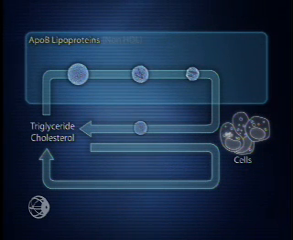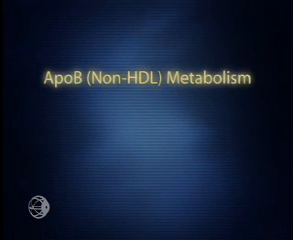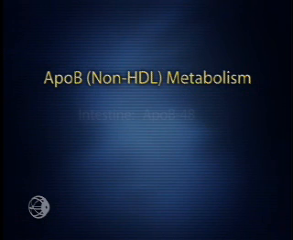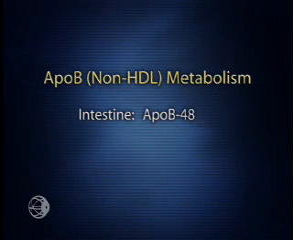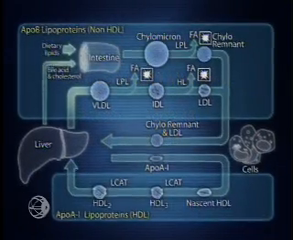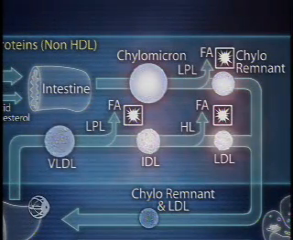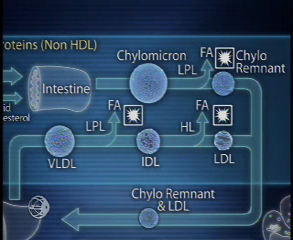ApoB-containing lipoproteins, also called non-HDL, comprise the lipid delivery pathway, while ApoA1-containing lipoproteins, or HDL, participate in reverse cholesterol transport. ApoB-containing lipoproteins originate from two sources, an intestinal ApoB48 lineage and a hepatic ApoB100 lineage. Traveling along similar pathways, ApoB particles are remodeled into smaller and smaller cholesterol-rich remnants as triglycerides are released in the form of fatty acids to peripheral tissue. Let's take a closer look at this process.